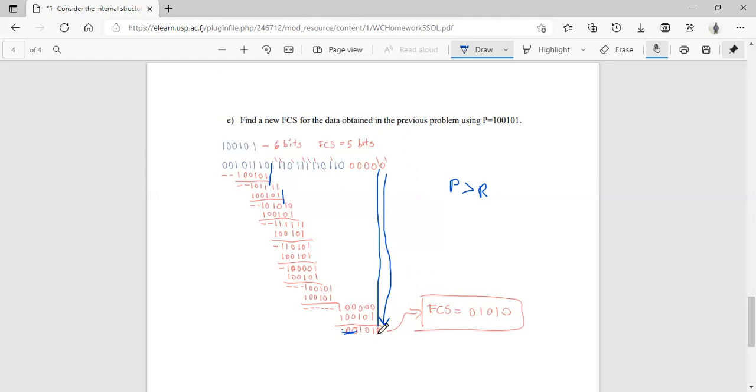That is why we add an extra 0. It does not affect the value, remember? Adding an extra 0 does not change the value that we are left with. So we just add a 0 to make it 5 bits long. That forms my FCS. Okay, so we'll stop here.